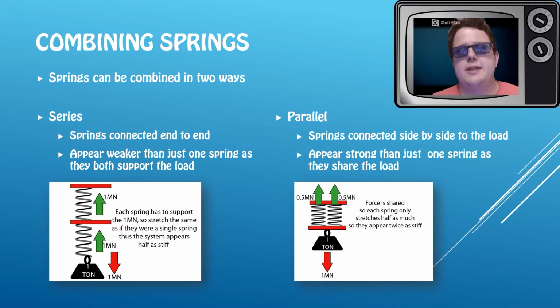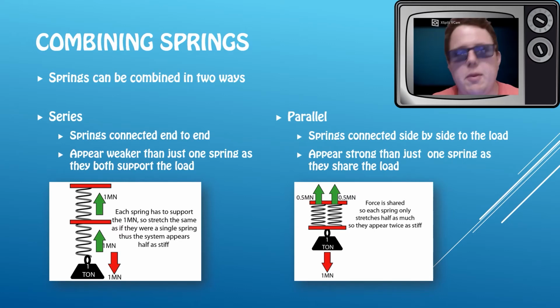Why? Because each spring is having to support the load, so they both stretch the same amount as though they were just one spring, which means overall we've got double the extension, so we've got half the stiffness we started with.